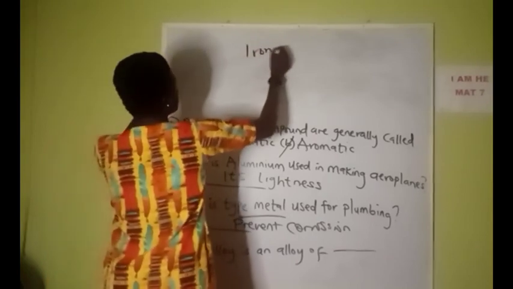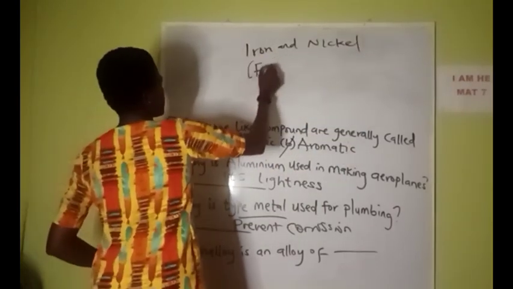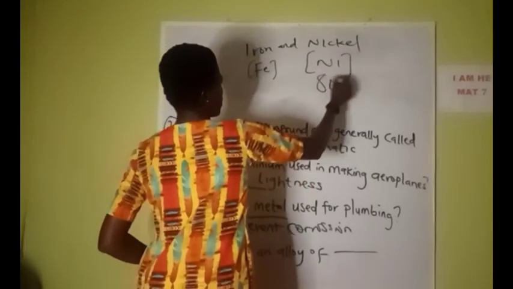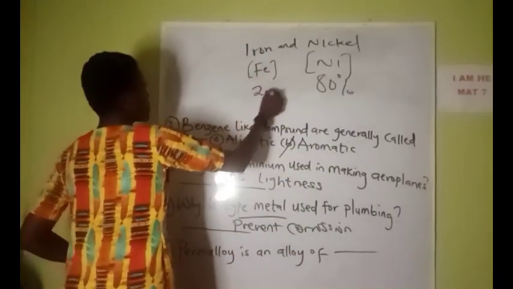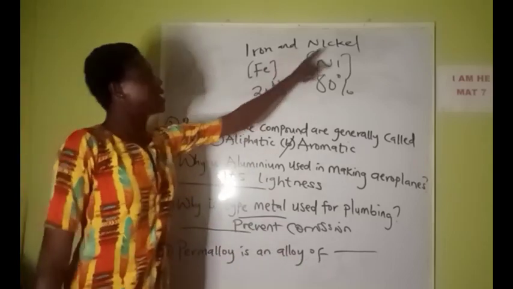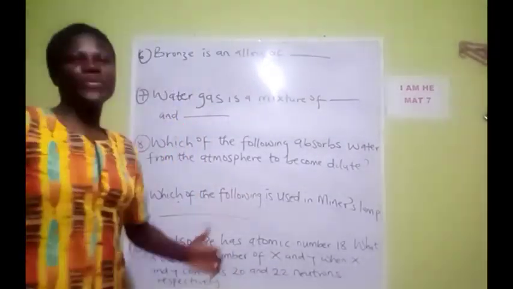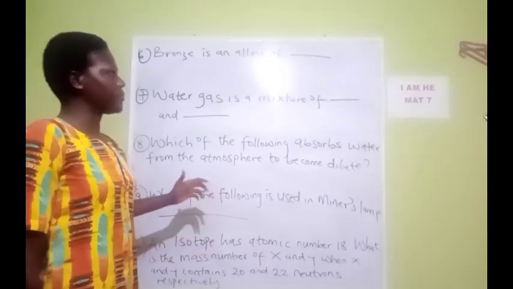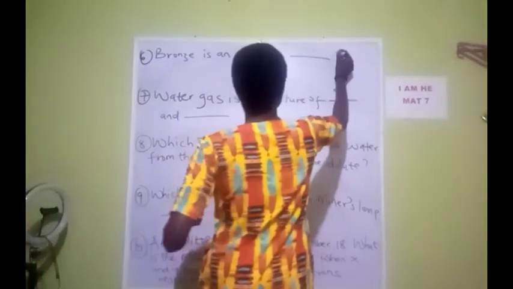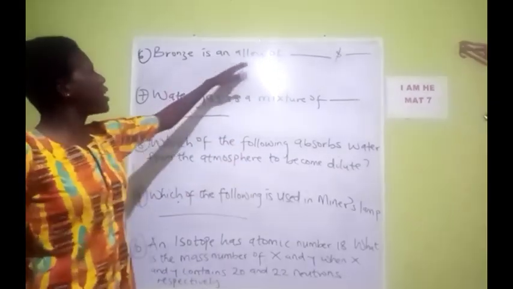Okay, iron and nickel. That is Fe and Ni. Now nickel is having about 80% contribution, and iron is having 20% contribution. Do you understand? So palm alloy is an alloy of iron and nickel. Let's get to the next question. It says bronze is an alloy of dash and dash and dash. Like I defined what an alloy is, bronze is an alloy of dash and dash.